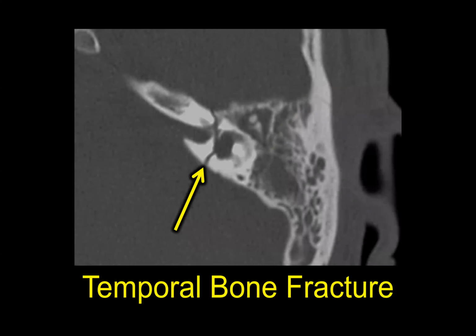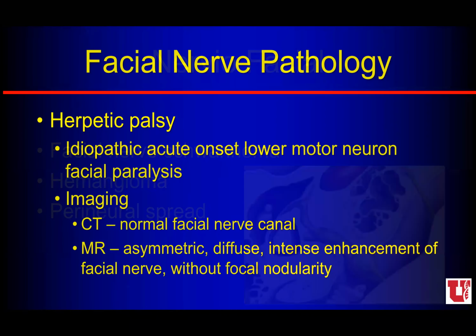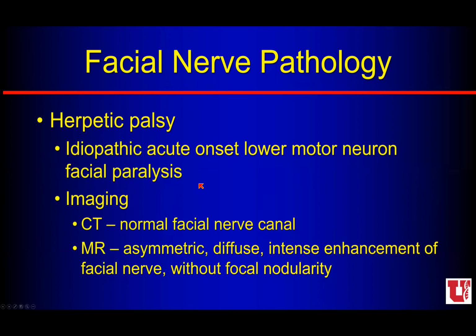Now, if we do have trauma here, you might have a fracture of the temporal bone, and here we see a fracture going right through that labyrinthine segment anteriorly. But on MRI, the enhancement of the facial nerve can be very confusing, and we have a lot of different pathologies that may happen here. These are important to differentiate. First, we have a herpetic or Bell's palsy. That's going to be clinically an idiopathic acute onset of lower motor neuron paralysis of the face.